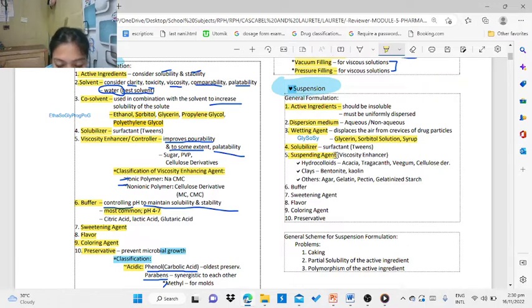Wala po. Ano po ba yung meron sa suspension na wala sa solution? Yung dispersion medium, actually yung wetting agent at saka suspending agent. Ay, meron po. Ano? Viscosity.